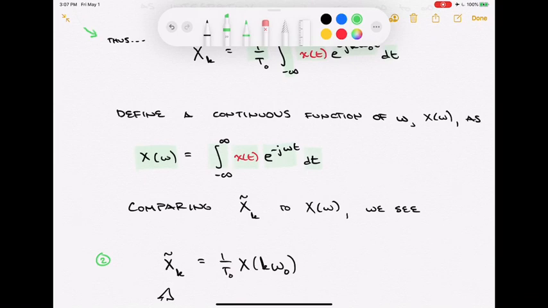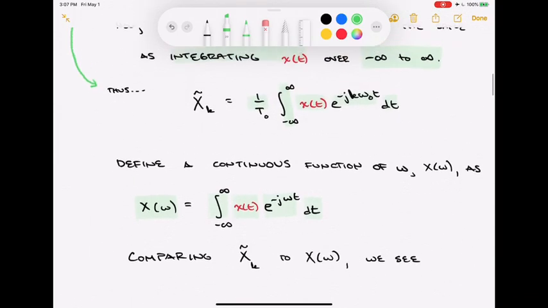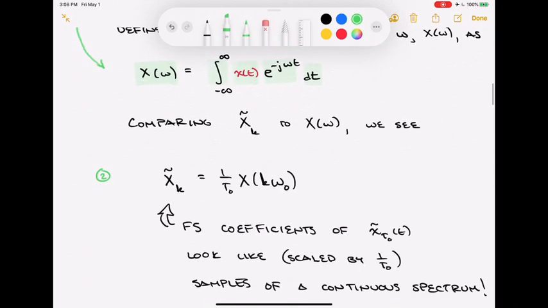Okay? Now, if I do a comparison between that Fourier series equation and this defined continuous function of frequency, what do we see? We see that they both involve an integral from minus infinity to infinity. They both involve little x of t, which I've shown in red. They both involve an exponential. One is the exponential e to the minus jk omega naught t. The other one is e to the minus j omega t. So as long as I think of omega as being like k omega naught, those are the same. And then the other one has an extra scale factor out front, 1 over t naught. Comparing these, what do I see?